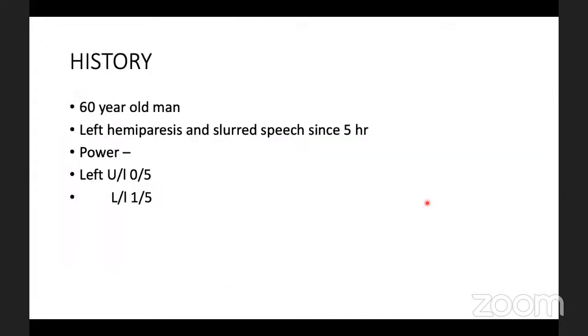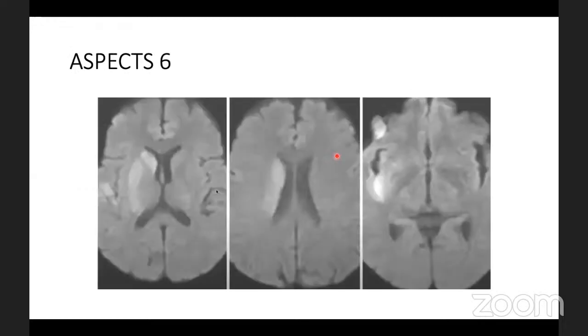Next case, a 60-year-old man presented with left hemiparesis and slurred speech since 5 hours. Power in the left upper limb was 0/5 and left lower limb was 1/5. So weakness on the left side. So localization is right MCA territory and the patient came out of the IVT period. What we see, this is a DWI sequence. We see the caudate being involved, the lentiform nucleus being involved. Also, we see the insular peninsular area being involved. So the MRI ASPECT, which generally overestimates the ASPECT score, is 6.